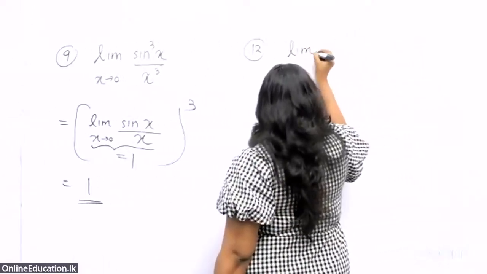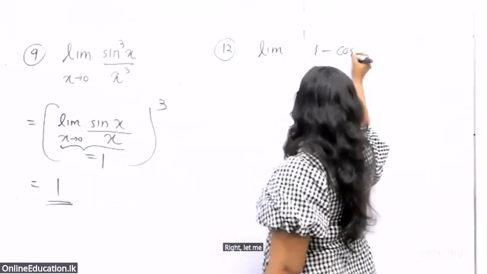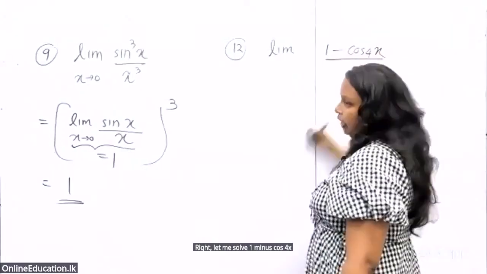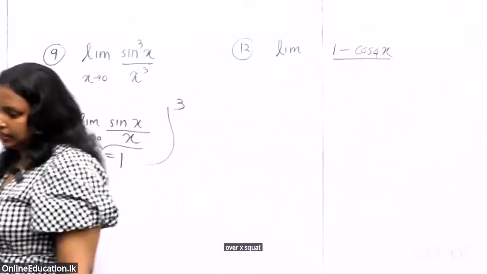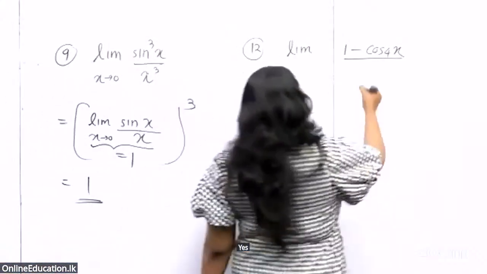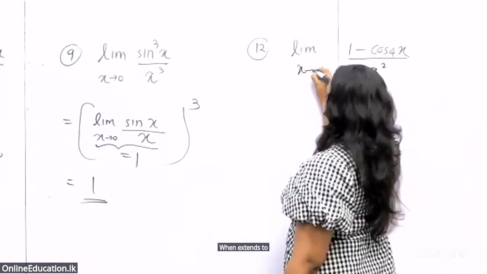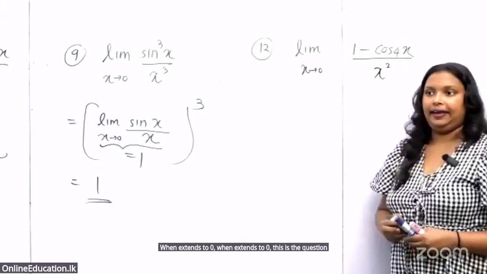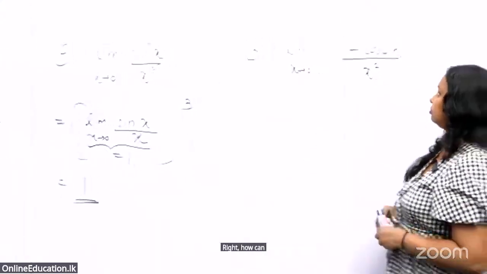Limit of (1 minus cos 4x) over x squared, when x tends to 0. This is the question. Right, how can we do this one?